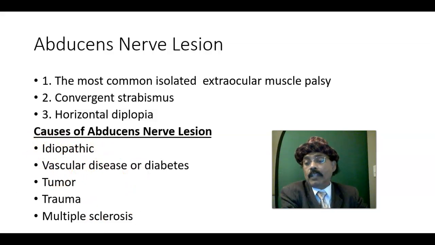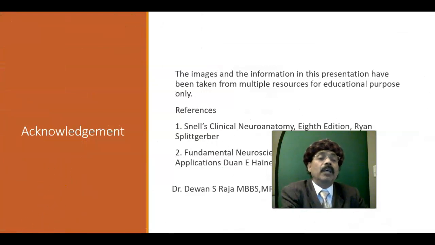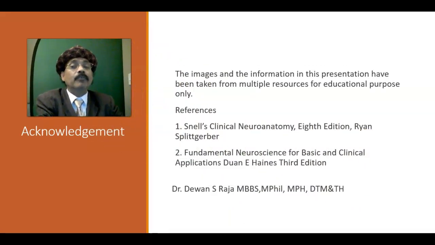Okay, and that's all about the abducens nerve, or sixth cranial nerve, that innervates only one muscle, the lateral rectus muscle.